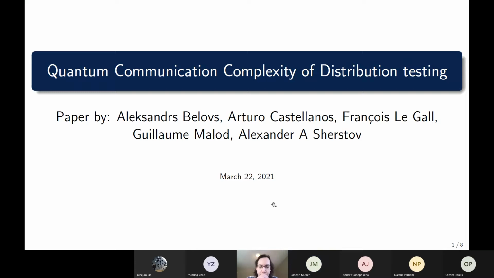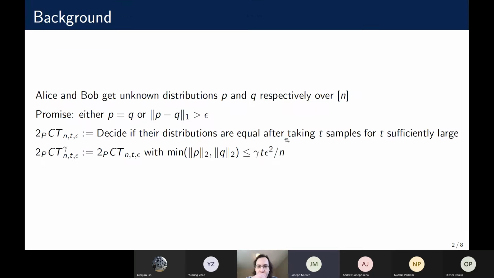Yeah. All right, so the paper I'm going to be presenting today is called Quantum Communication Complexity of Distribution Testing. As background for the problem, as the name suggests, we have two individuals, Alice and Bob, and they each have an unknown distribution, P and Q. These are just discrete distributions over the integers from 1 to n. And we have a promise in this case: either the distributions are equal, or they have a one norm distance of at least epsilon.